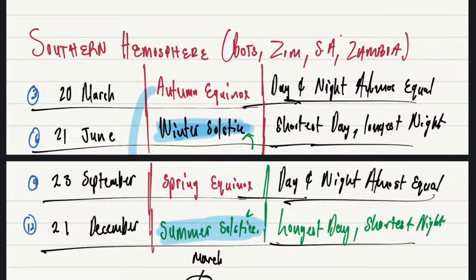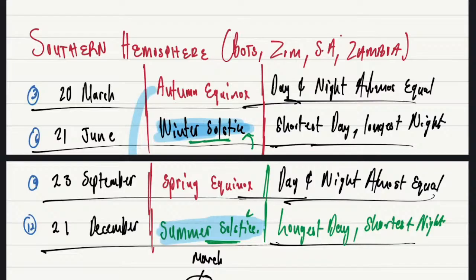You can do it for the northern hemisphere. Just swap the equinoxes. This becomes spring equinox, and the other one becomes autumn equinox. But it just means the day and night is almost the same. Then here we have summer solstice. Then here we have winter solstice in June, and you're done.